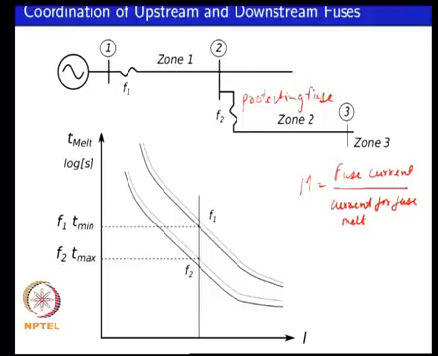And F1 is actually the protected fuse. F1 is actually protected by F2. And you want your protecting fuse to be below, in terms of your fault melt time versus current characteristics, you want the curve to lie below that of the protected fuse.